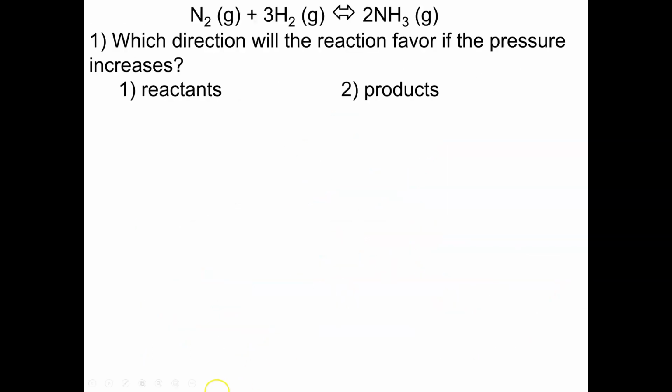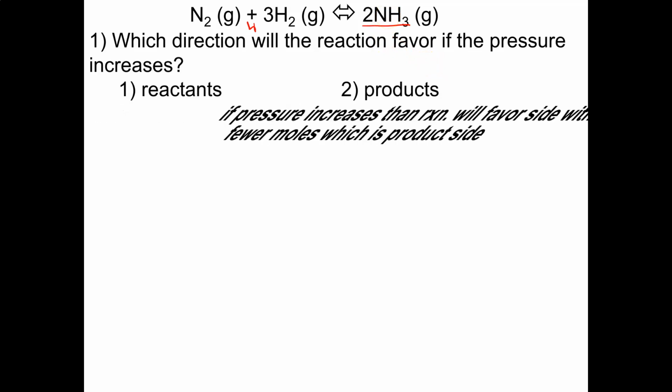So let's take a look at this scenario. What you want to do is count your moles of gas. You have 2 here, 4 here. It's the same scenario we just did a second ago. So which direction would it shift if the pressure increases? You shift to the side with fewer moles of gas, which is going to be the product side.